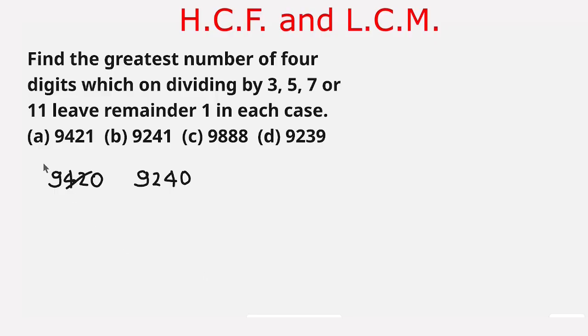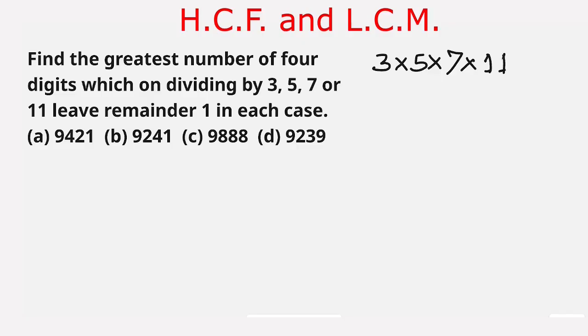Now I erase this and we will solve this question by the regular method. Overall, the numbers 3, 5, 7 and 11 are all prime numbers. So their LCM must be their product. 5 times 3 is 15. 15 times 7 is 105. And 105 multiplied by 11: 100 multiplied by 11 is 1100 and 5 multiplied by 11 is 55. So it is 1155.